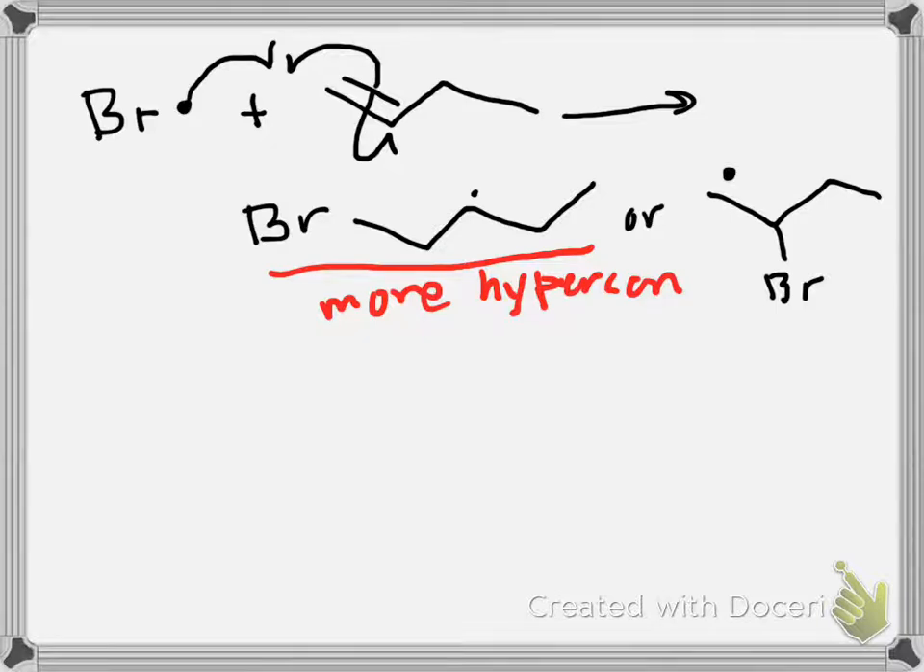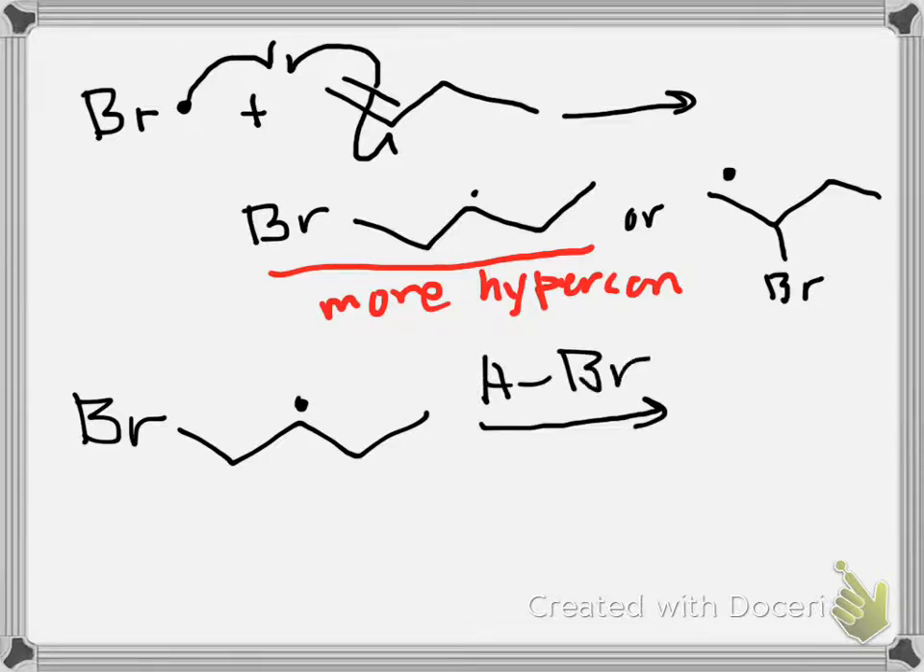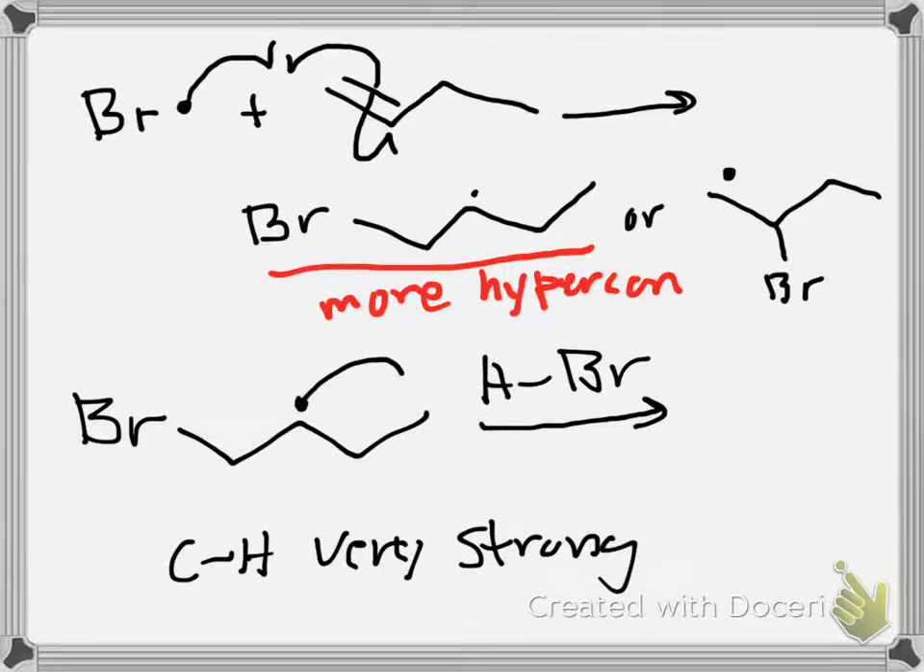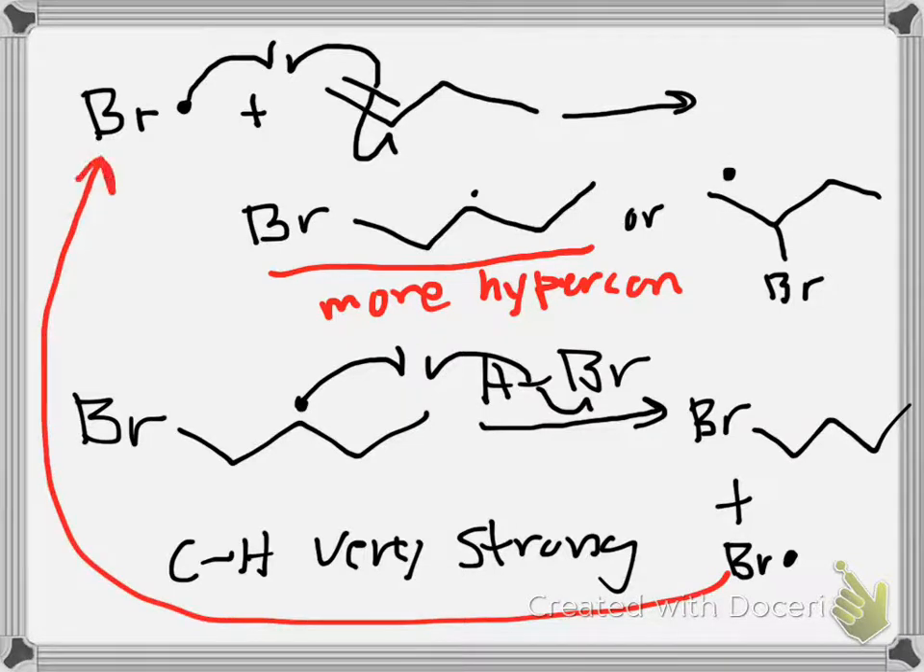So that product, or that intermediate, then will react with another HBr, and carbon-hydrogen bonds are very strong. So this free radical on the carbon reacts with the hydrogen and one electron, and one electron goes to the bromine. So now I get the final product and a bromine radical. The bromine radical starts the process all over again.